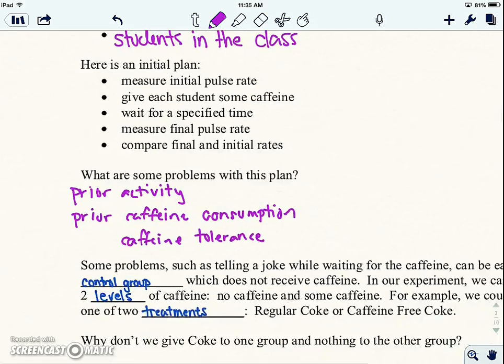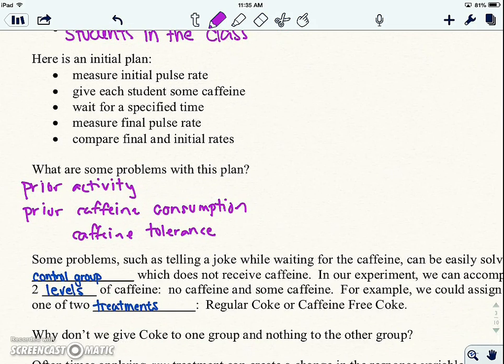Okay, some other problems, maybe the person has anxiety about doing this in class, so it makes their heart rate faster. There's just lots of different things. There's no control, okay? We have nothing to compare it to. How fast is the pulse if you don't have any caffeine, okay? So lots and lots of problems.